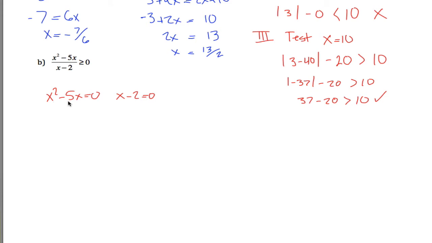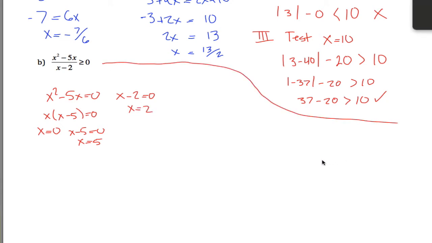So let's solve these. To solve this one, I could factor out an x, the greatest common factor. Now I've got something times something equals 0. That means either the first something equals 0 or the second something equals 0. So either x equals 0 or x equals 5. Over here, just add 2 to both sides and get x equals 2.